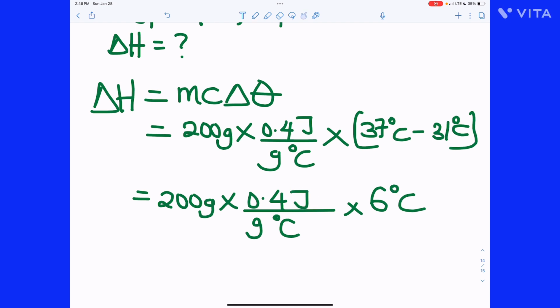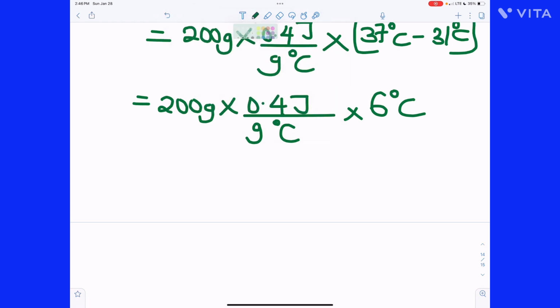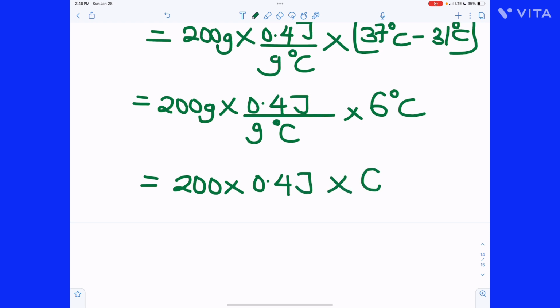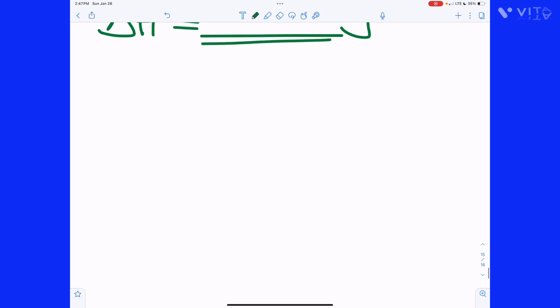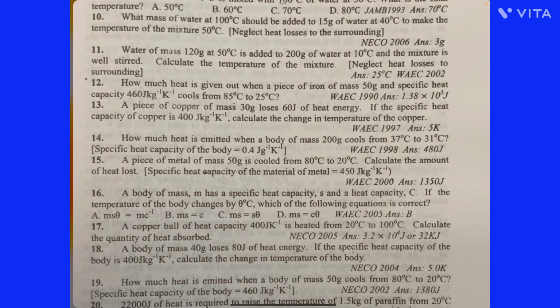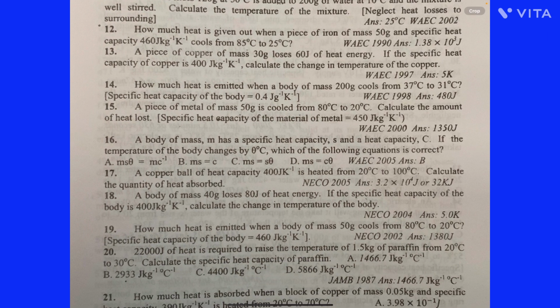Let me remove all this cancellation. So this will be 200 times 0.4 joules times 6. You press your calculator, you get your answer in joules. That's the heat released or given out. That's number 14. Let's take 15. We need to be fast now that you know the basics.